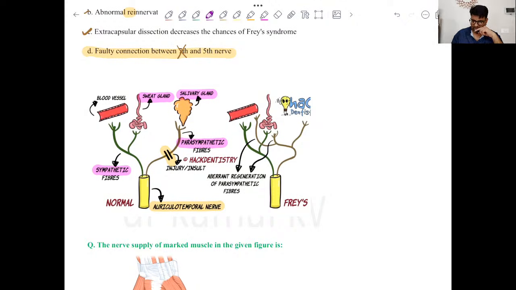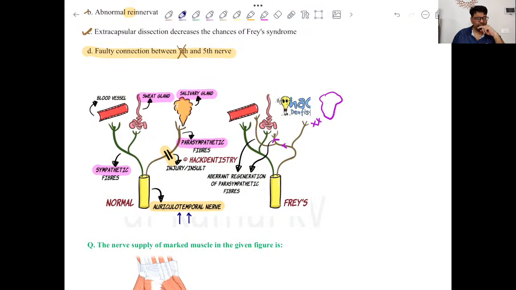reinnervation, rather than the fibers going to the parotid? So rather than going to the parotid, they deviate towards the sweat glands, and when they deviate towards the sweat glands, what will they do? They will lead to sweating whenever the person is eating food. So that is Frey syndrome, and that is because of involvement of the auriculotemporal nerve.